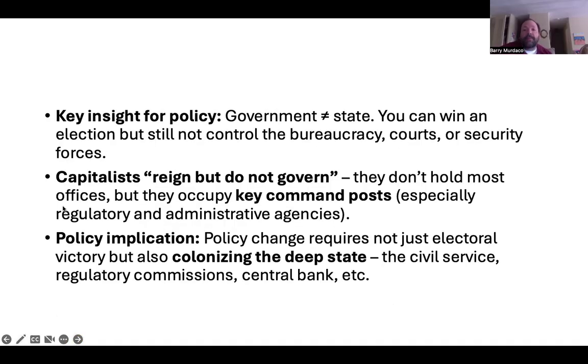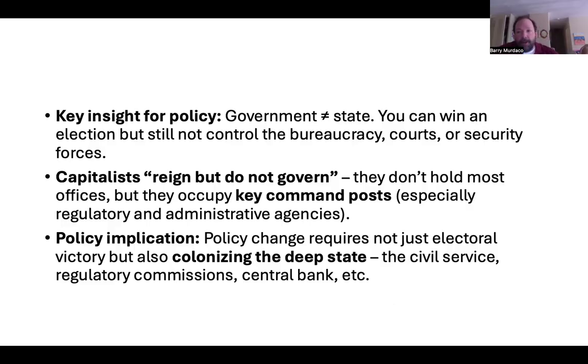Government is not the state, according to Miliband. You can win an election but still not control the bureaucracy, courts, or security forces. Capitalists reign but do not govern. They don't hold most offices, but they occupy key command posts, especially the regulatory and administrative agencies.